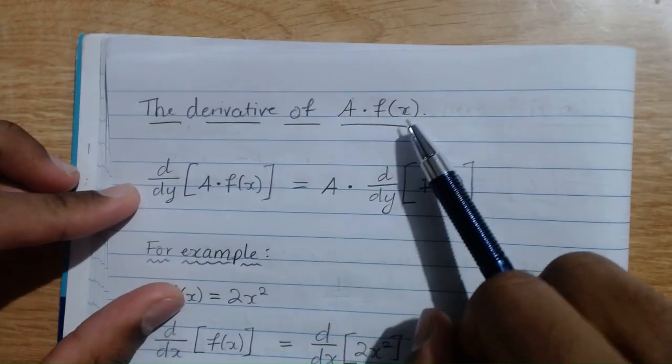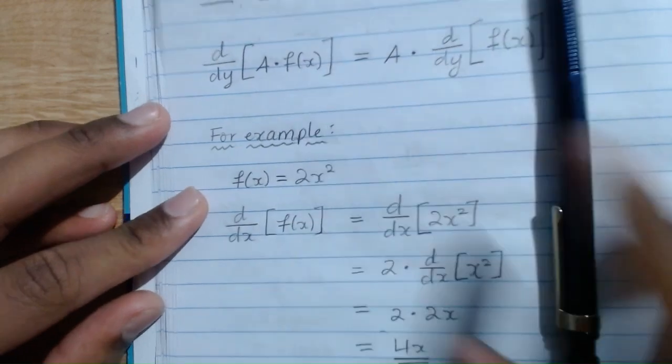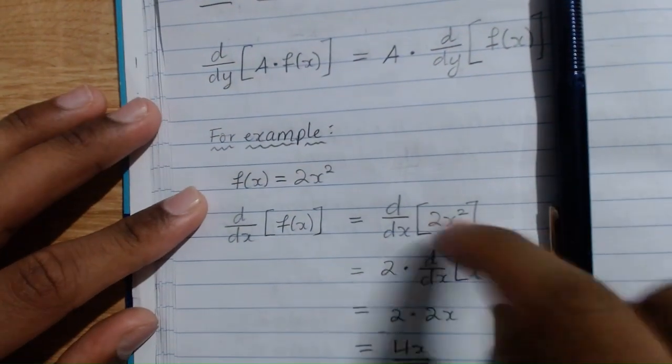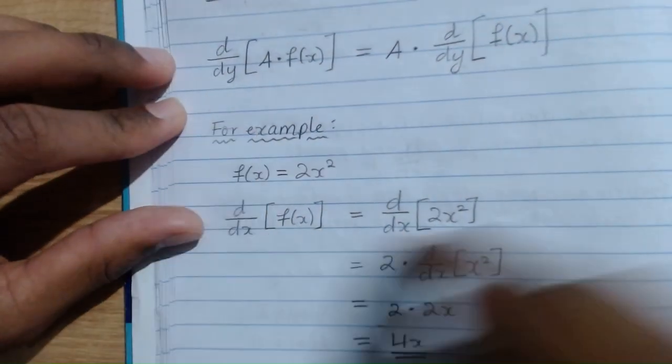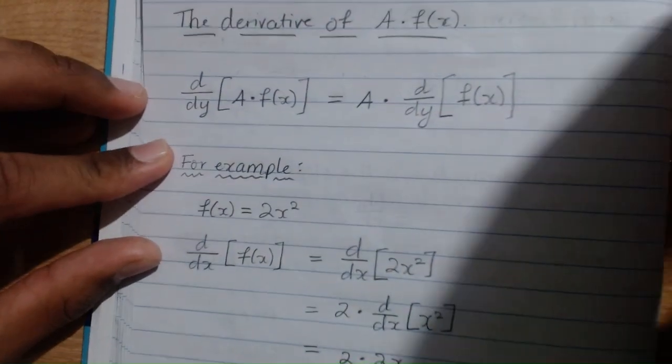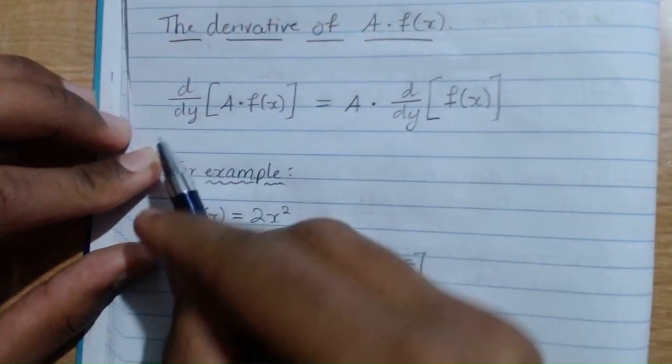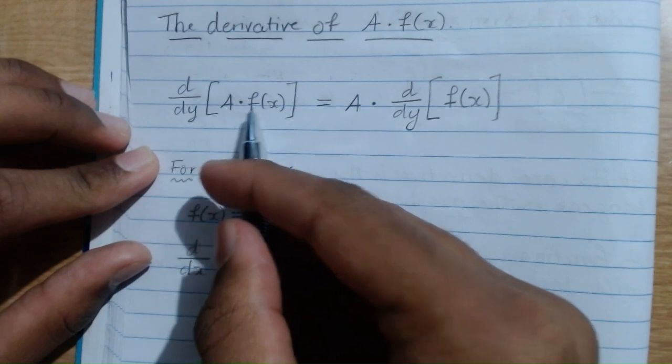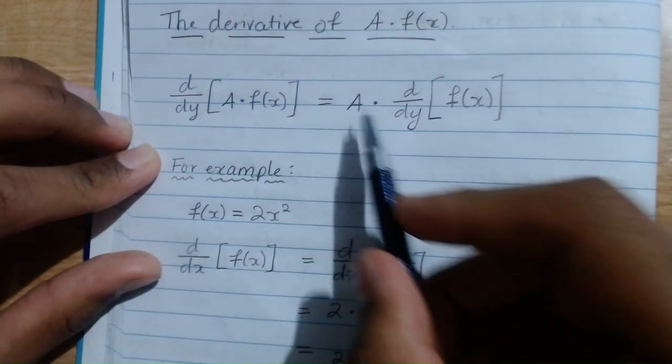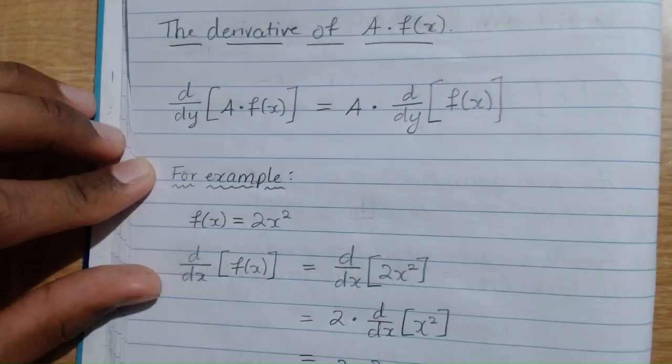Let's now go on to the derivative of a times f of x, where a is a constant. So we have a function f of x, and that's not meant to be dy, is it? That's meant to be d dx. Okay, that's a typo there. I'll fix it later, but that's meant to be d dx. Well, d dx of a times a function is equal to a times the derivative of that function.